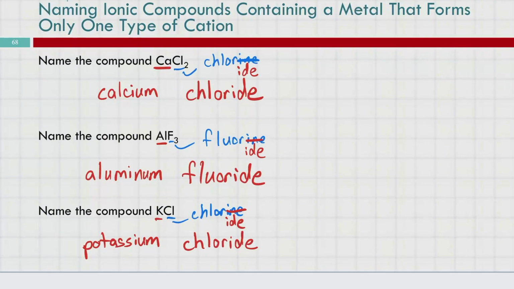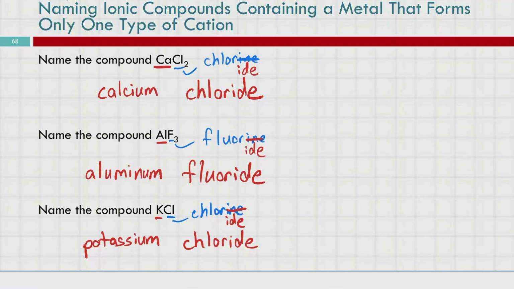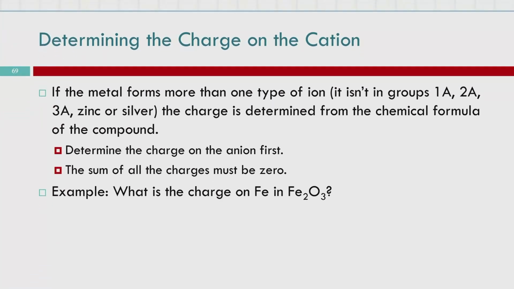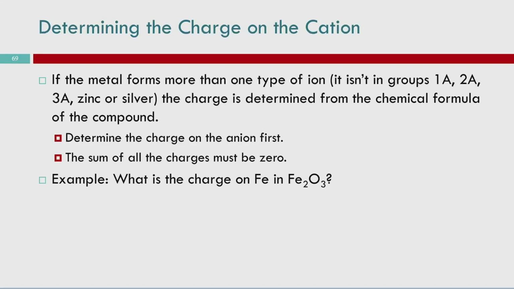We're just getting started. Any questions so far? These ones are relatively easy. It's always the same charge. You just put the names together. Just put the ion names together, change the ending to "ide" for the monoatomic ion. If we were going from a name, and we wanted to determine the charge on the cation, if the metal forms more than one type of ion, then the charge is determined from the chemical formula. So we'll be going mostly from formula to name.